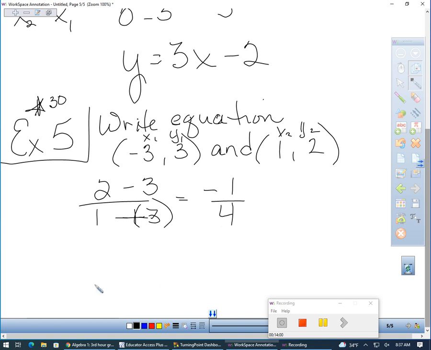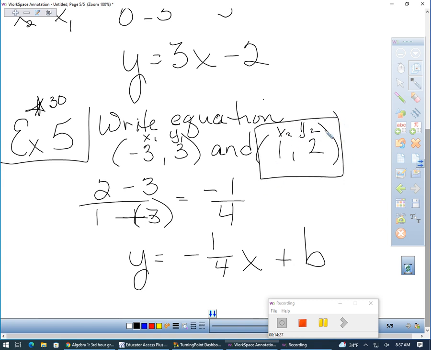All right. So far we have y equals, our slope is -1/4, x plus b. B is what we don't know. So here's the trick to number 30. You have to take this point and plug it in for x and y and solve for b. So we're going to plug in for x and y. Solve for b to find your b value.